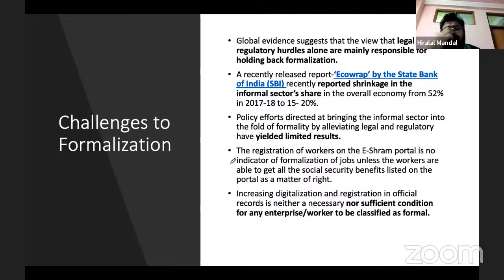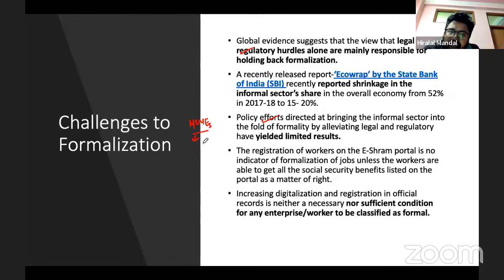But the problem is that when it comes to formalization, there are many legal and regulatory hurdles. And these hurdles are holding back the formalization process in the economy. In fact, the various efforts made by the government of India have not produced enough results. Look at the definition of MSME that has been given by the government. Under this, every company is trying to show less income because there is a benefit of being small, so that they can get the benefit of the various policies of the government.